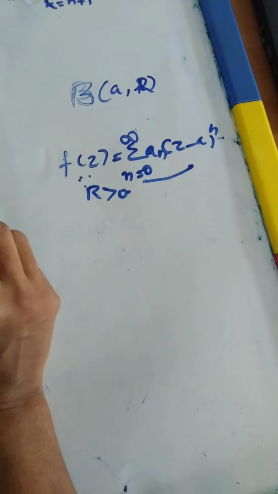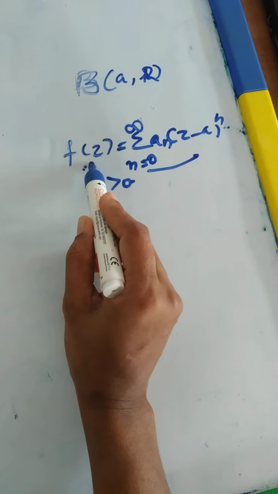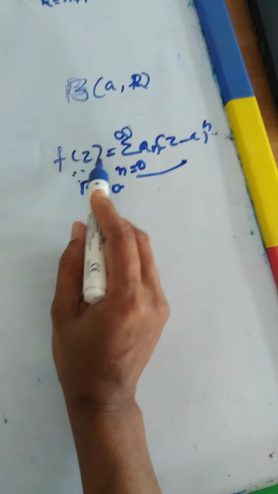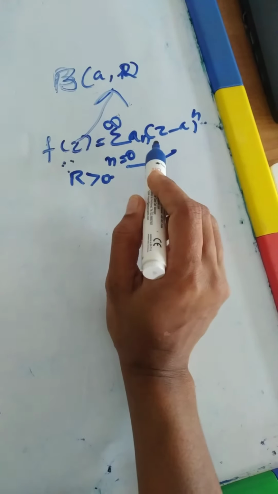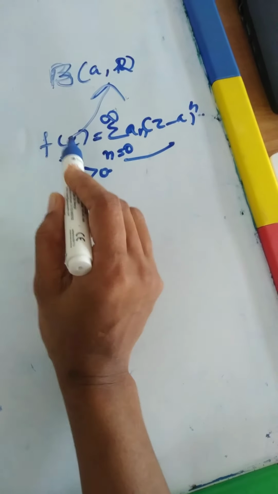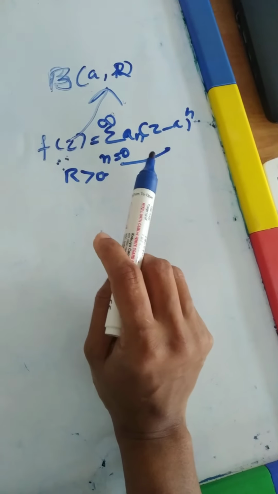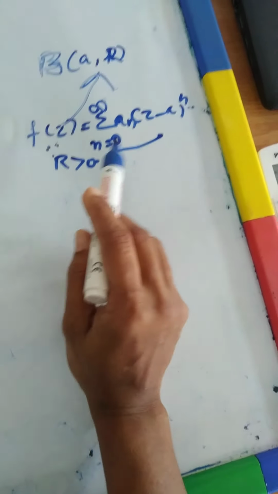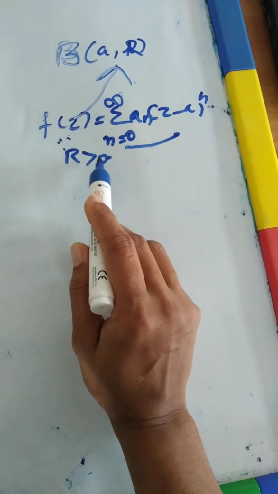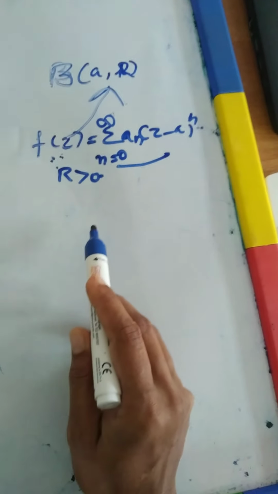And in the second part of the proposition, we will show that this function f of z is infinitely differentiable. This function f of z is infinitely differentiable means it is analytic. Infinitely differentiable on B(a, R), where B(a, R) means open ball with the center at a and radius capital letter R. So if f of z has a power series expansion with the radius of convergence R greater than 0, then f of z is analytic on B(a, R).